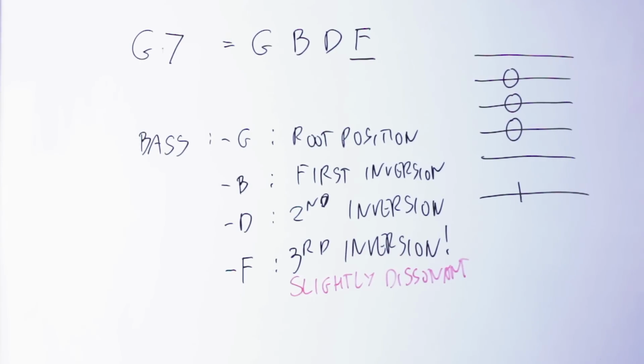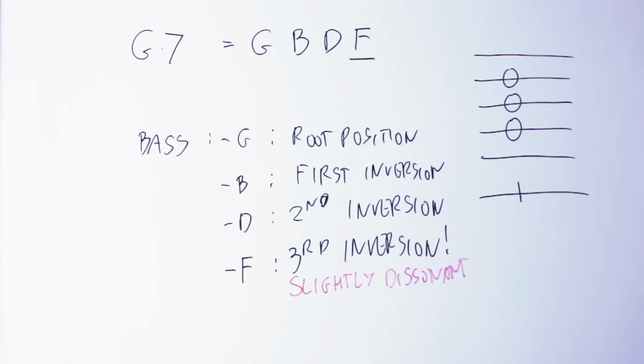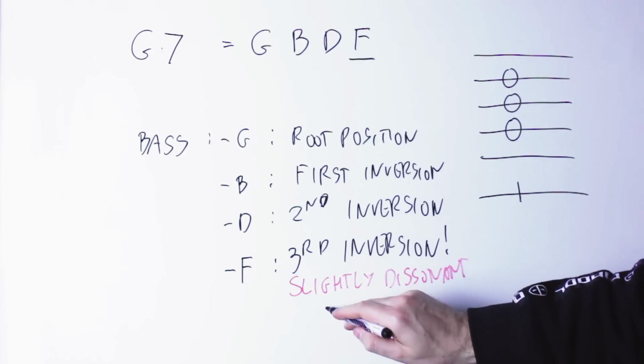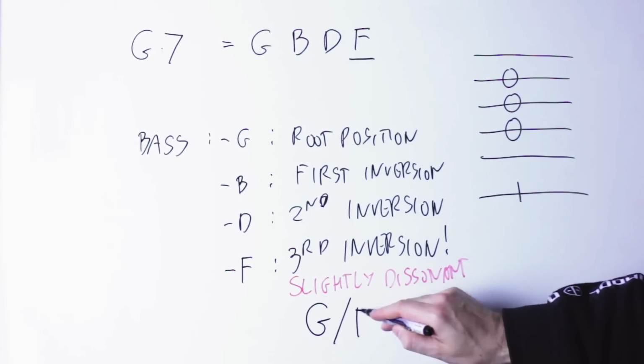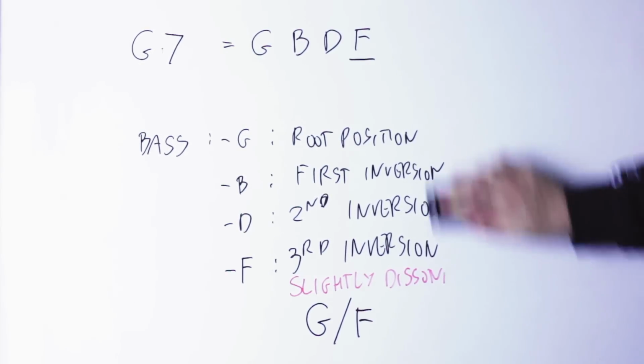So how do we use them? We're going to see right now a few suggestions so that you can use chords like that in your next song. First of all, let me remark that this chord here, G7 in third inversion, is usually written G/F, which means the G chord with the F note at the bass.